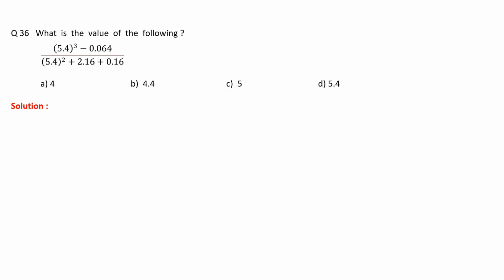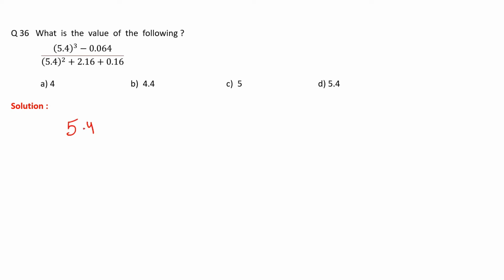Now students, this is again a simple problem. It involves the direct use of algebraic identities. The question says, what is the value of the following? (5.4)³ minus (0.4)³ divided by (5.4)² plus 2.16 plus 0.16.